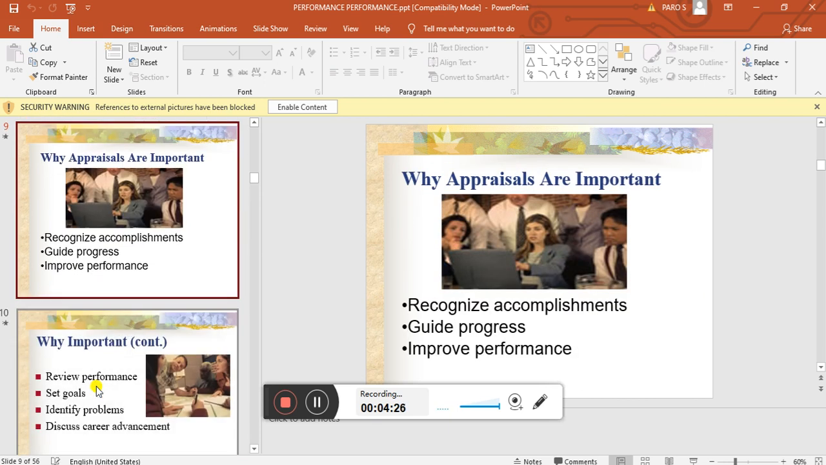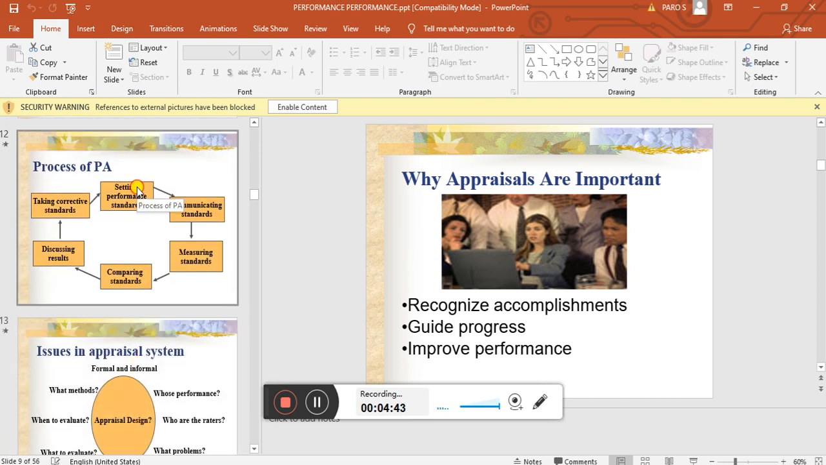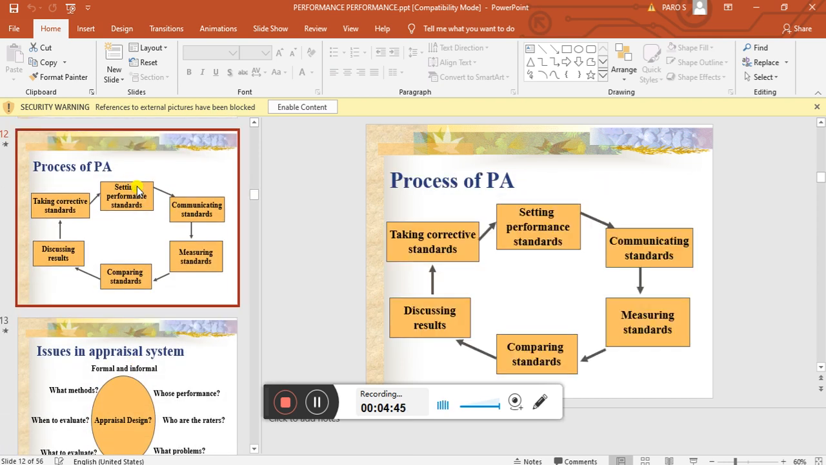So we can say, what is the importance of appraisal? What are the benefits of the appraisal? We can recognize accomplishment, we can guide progress, we can improve performance, we can of course set goals, we can identify problems.